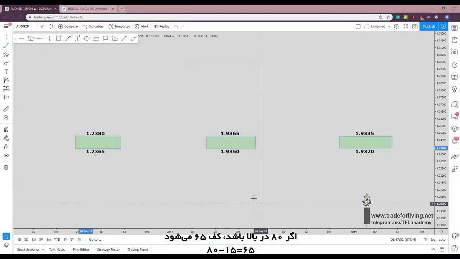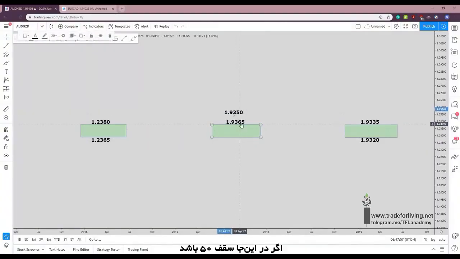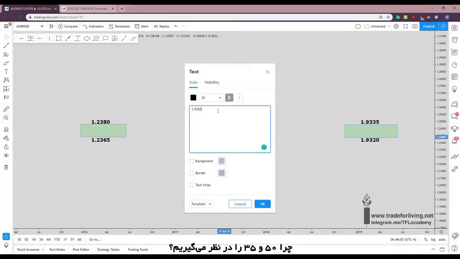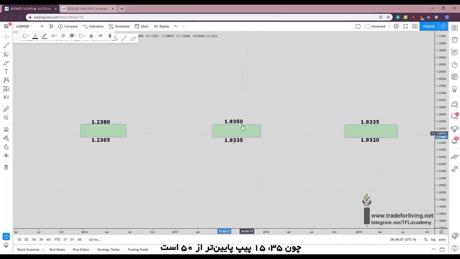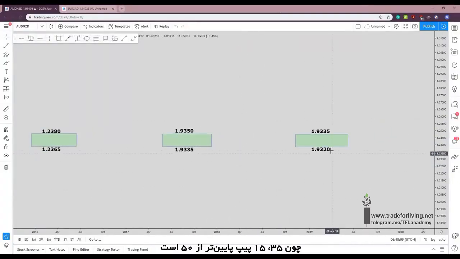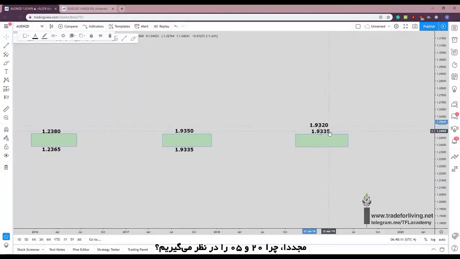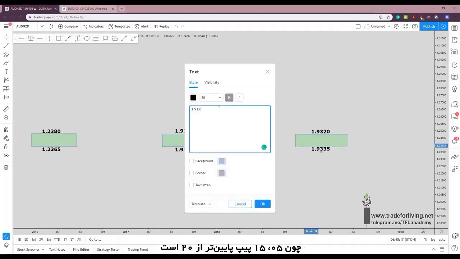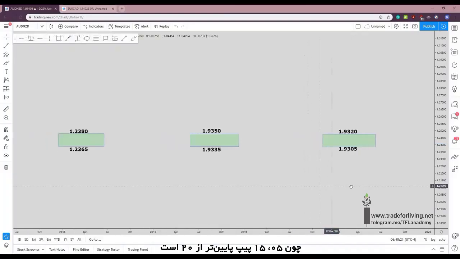That is basically 80 minus 15 pips. If here we have 50, then we will be putting 50 and 35. Why are we putting 50 and 35? We're putting 50 and 35 because 35 is 15 pips below the 50. And again, why are we putting 20? We're putting 20 and 0.5 because 0.5 is 15 pips below the 20.